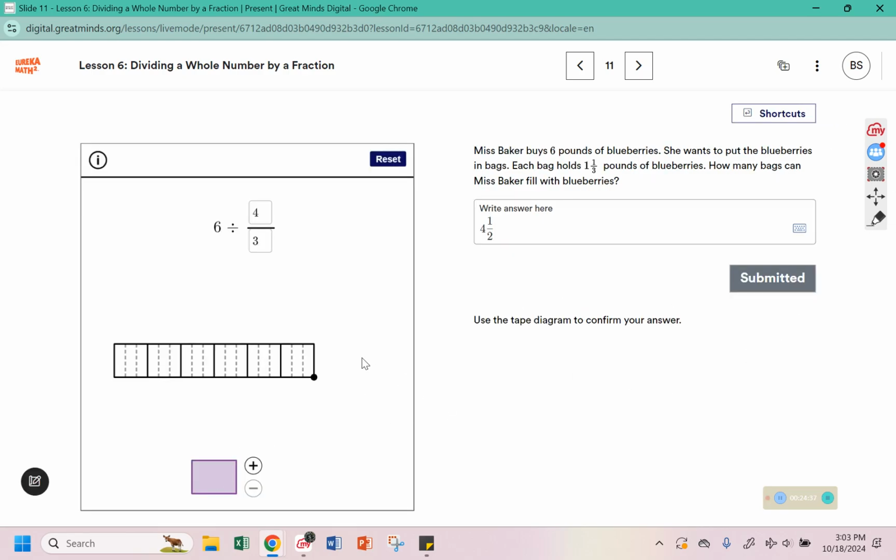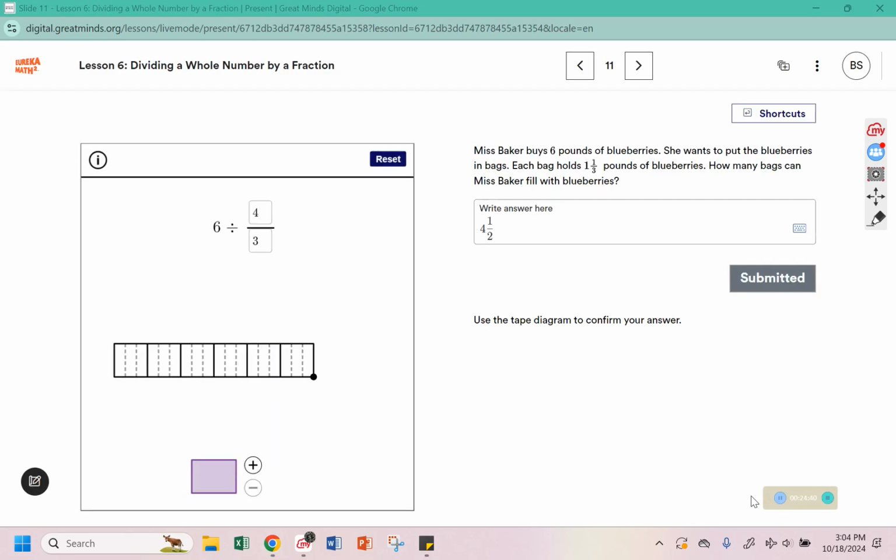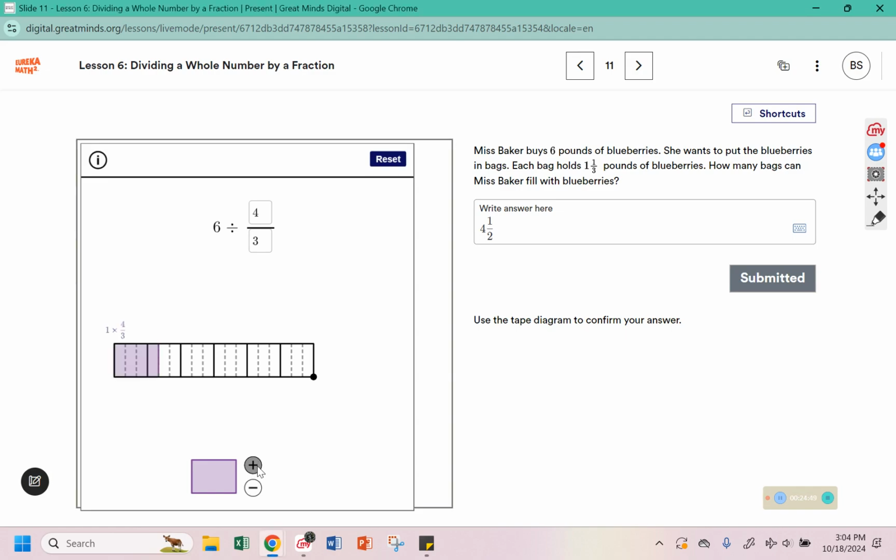Use the tape diagram to confirm. So I have 6 holes, 1, 2, 3, 4, 5, 6. It's split into 3 parts, and we're shading in 4 at a time. 1, 2, 3, 4. 5 is too much, so we have 4 holes and 2 out of the 4 to make the next group.